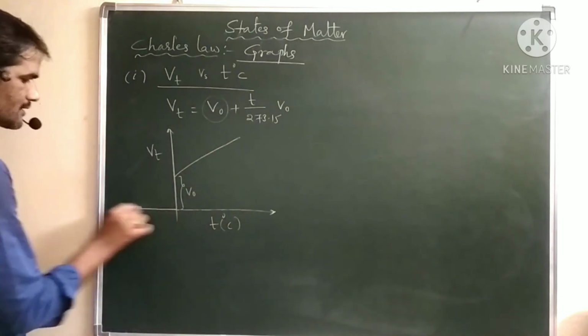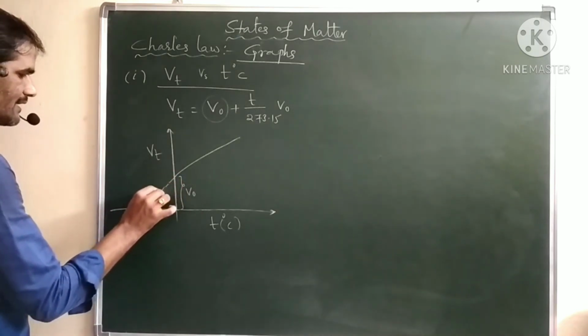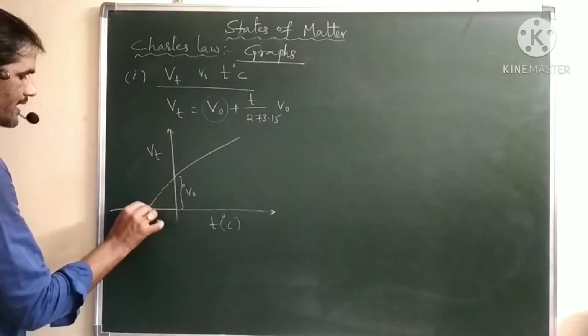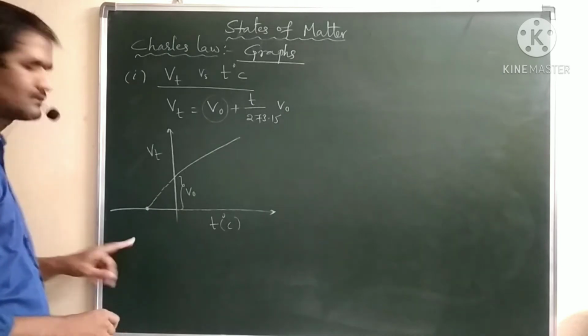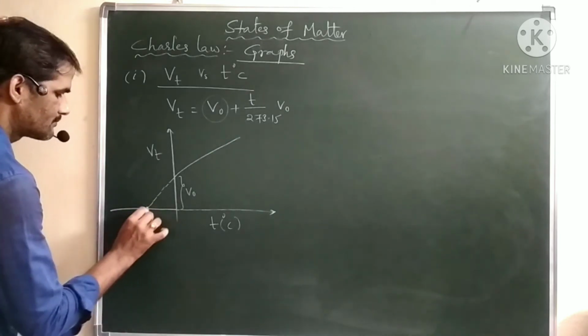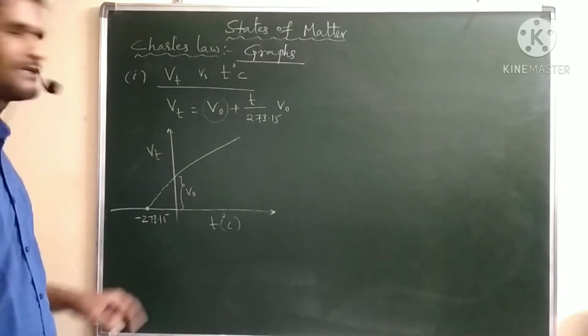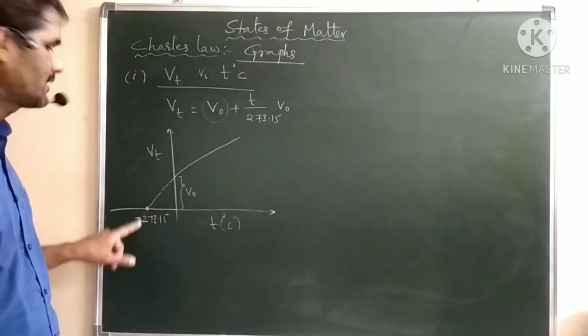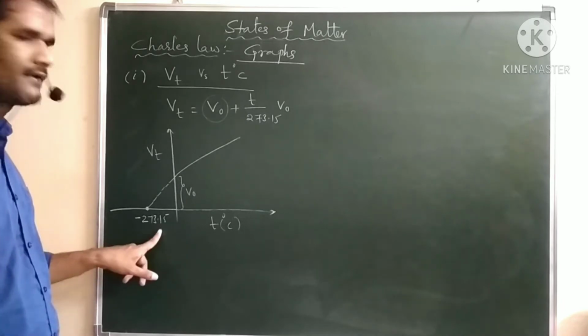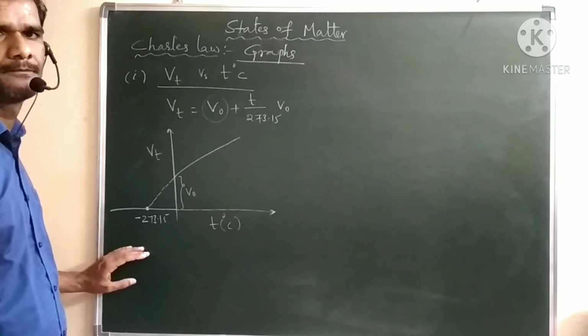But if you extrapolate this graph, it will touch the x-axis at a negative value. The point is minus 273.15. If you extrapolate this graph, it will touch the x-axis at minus 273.15. This is the lowest possible temperature.